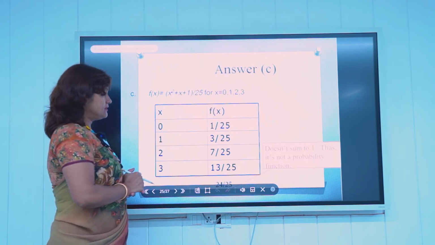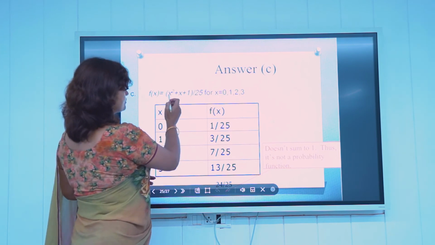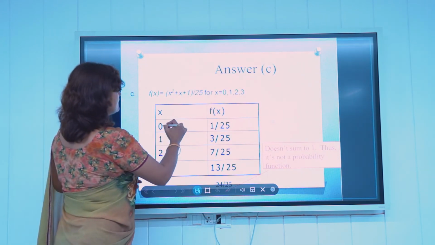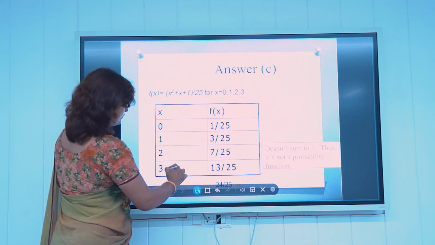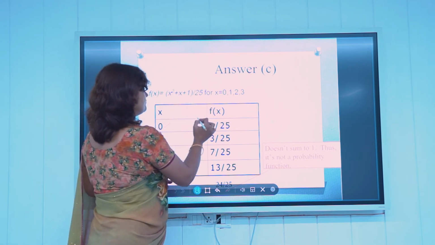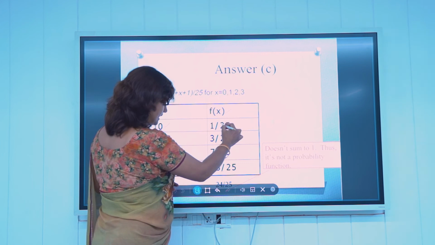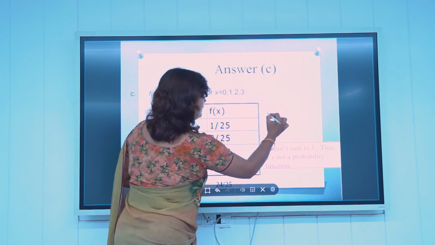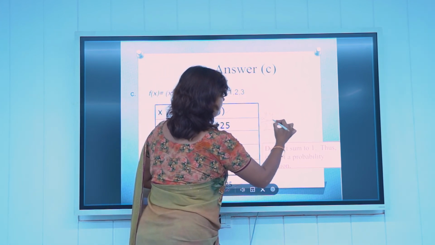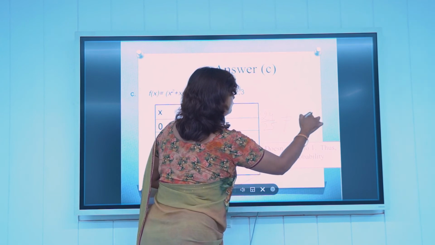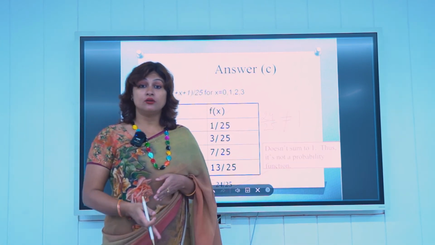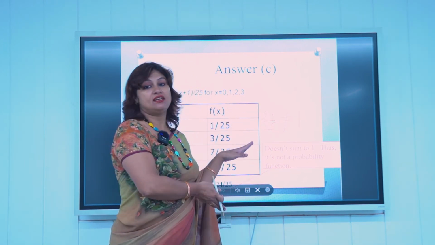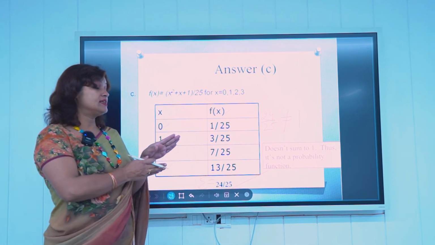One more example in this row is where we have the function (x square plus x plus 1) divided by 25. These are the random variable values 0, 1, 2, 3. This is the function where we have calculated all those values. When I calculated the sum of that, I am getting 24 divided by 25, which is not equal to 1, which breaks the rule that the sum of the probabilities must be equal to 1. And for this very reason, this will not be considered a probability function.